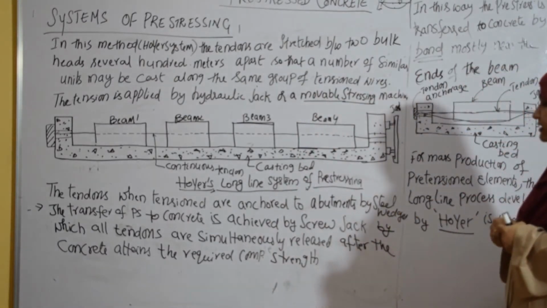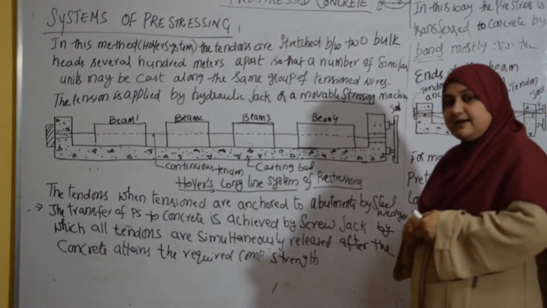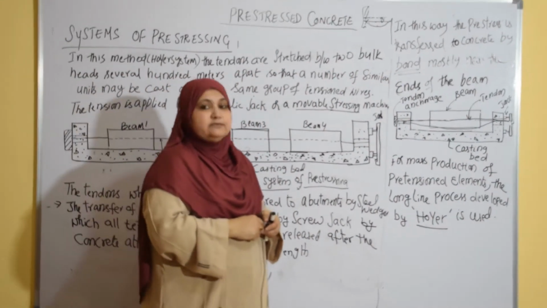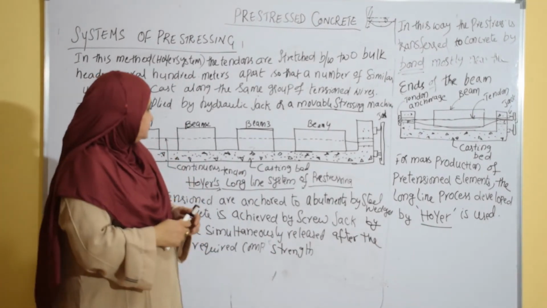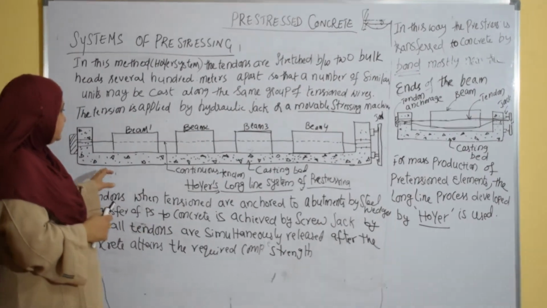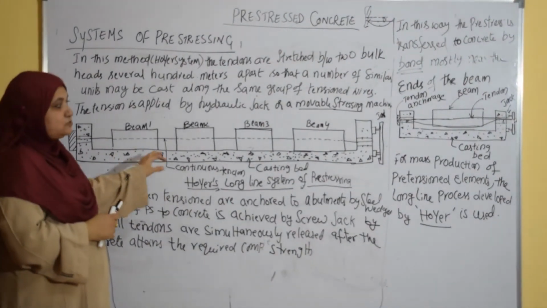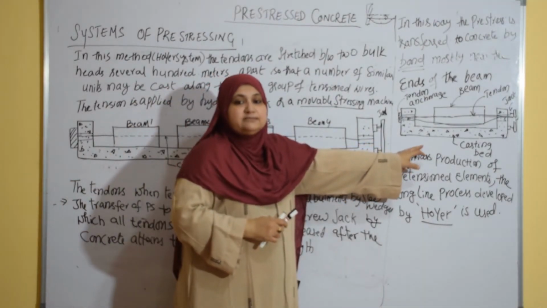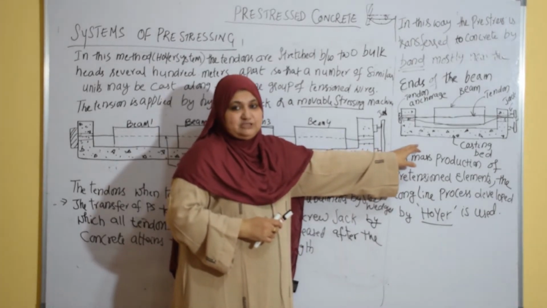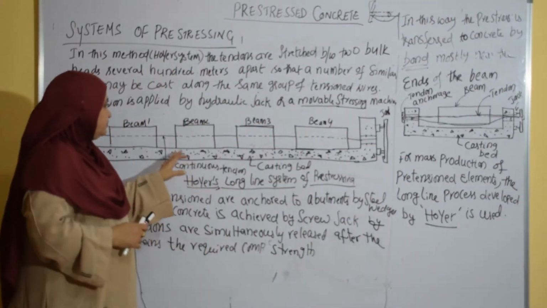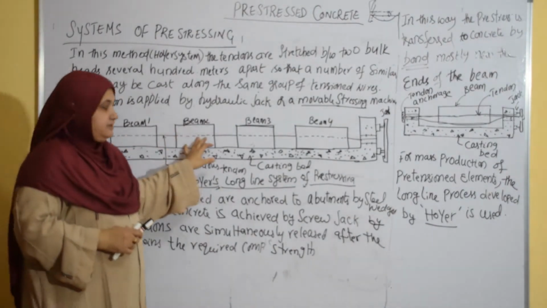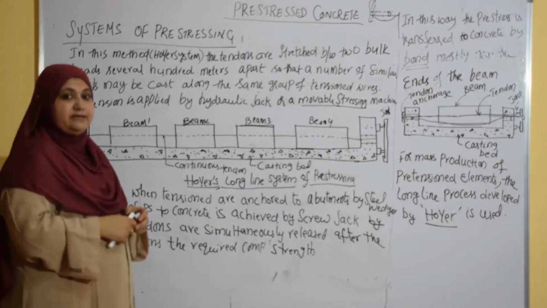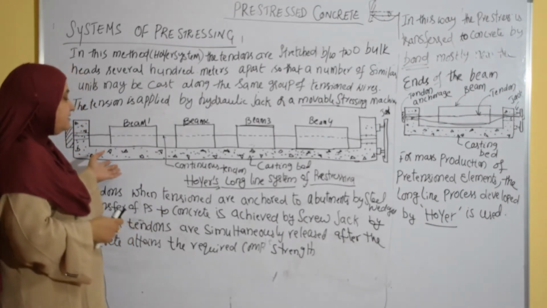Now, when we want mass production of pre-tensioned elements, we use the long line process developed by Hoyer. He has patented this method. You can see the drawing on the board. It is similar to the one I explained. The only difference is that the earlier one is a unit type, where only a single element is manufactured. But here you can see a series of pre-tensioned elements can be manufactured. The production can be done in series, similar to what I showed you there.